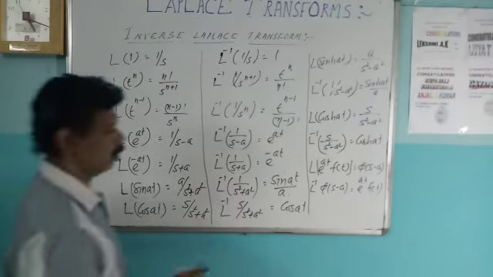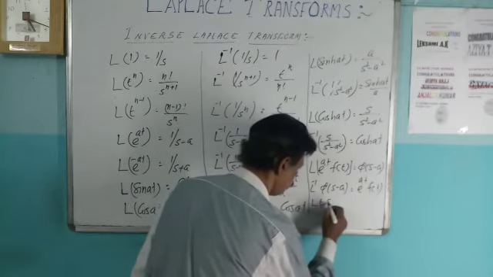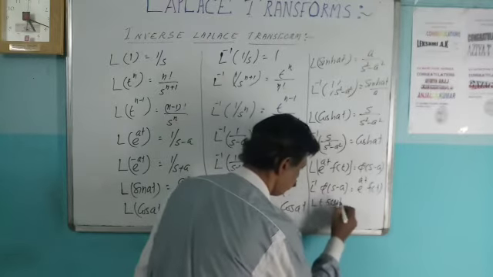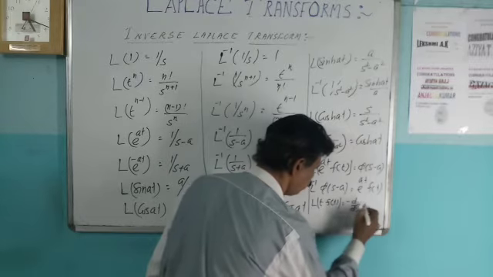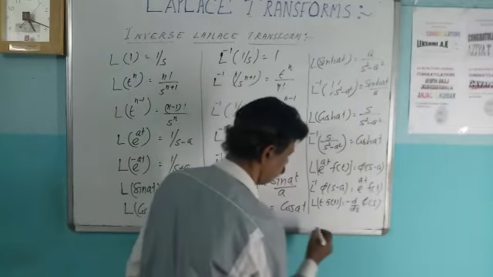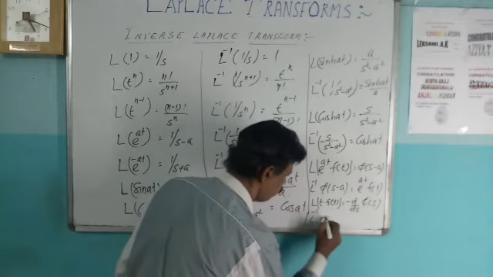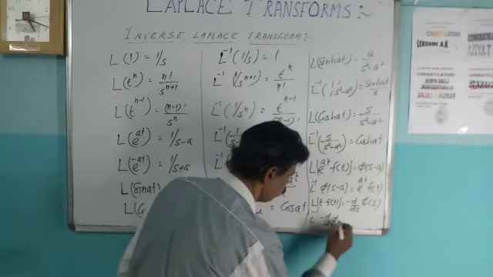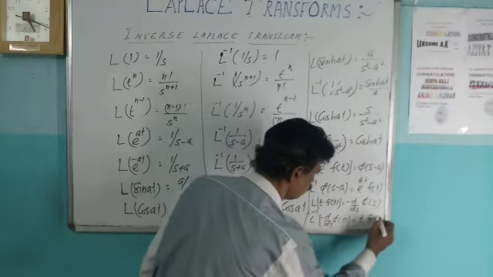Okay, next, Laplace of t f of t is equal to minus d by ds of phi of s. Then Laplace inverse of minus d by ds of phi of s is equal to t f of t.